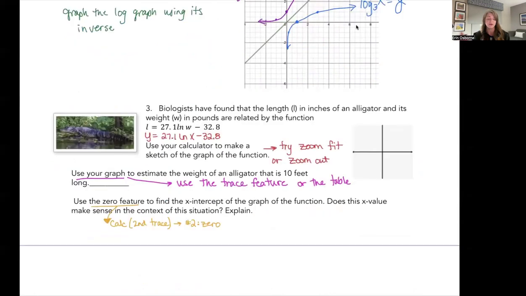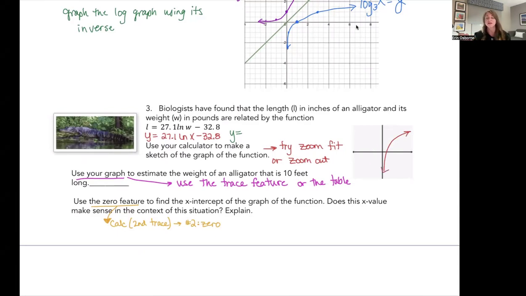Last, I thought this would be a fun one on your graphing calculator. It's about the length and width or weight of alligators in inches and in pounds. They've written a natural log graph to represent that. And if you type this in your y equals screen, make sure everything else is cleared out first. Type it in exactly like you see it. You will get a curve that looks like a log graph.